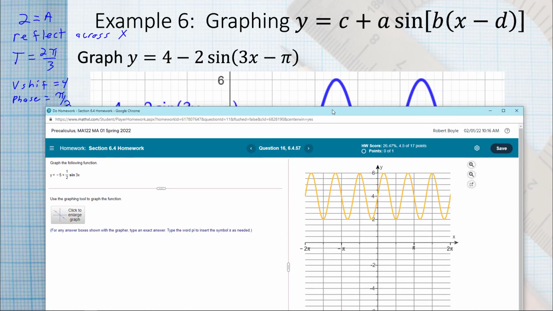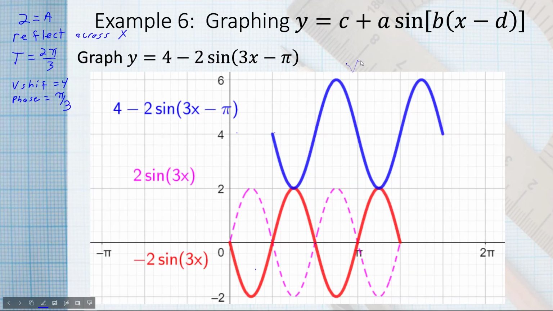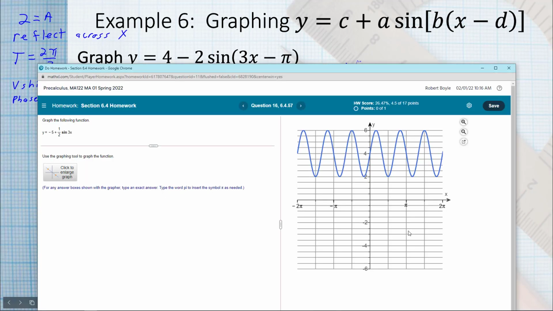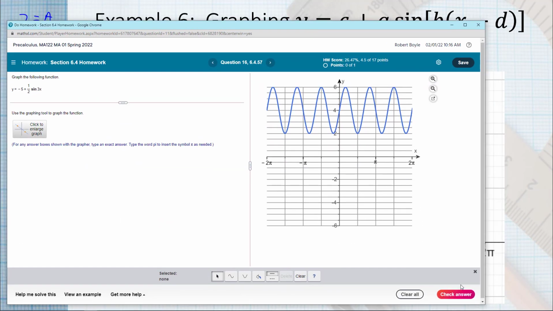And of course, if that was the question being asked, and if you click this to make the line blue, and then checked your answer, then you would be good to go.